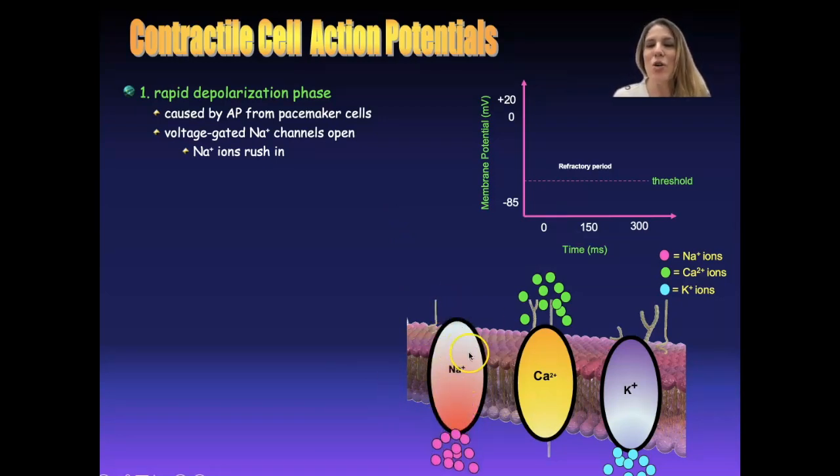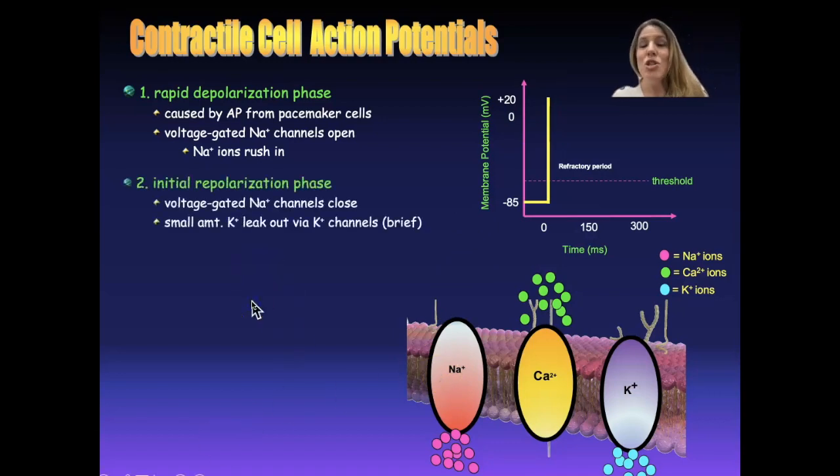So how that looks on the graph, once the sodium enters, we're going to go from negative 85 millivolts at resting potential to, at time 0, going straight up to positive 20. So it's going to look like this. Negative 85 straight up to positive 20, because we're just flooding positive charges, cations, into the inside of the cell. So that's the first step.